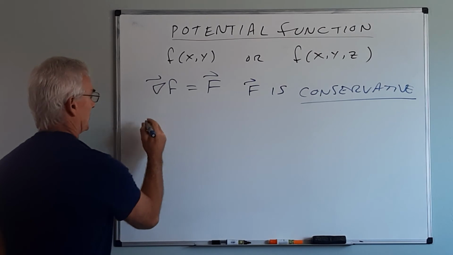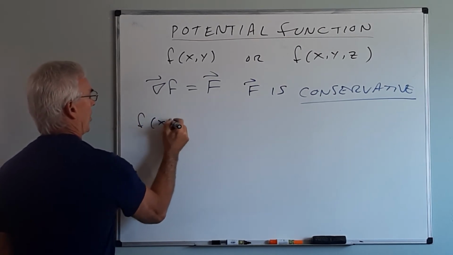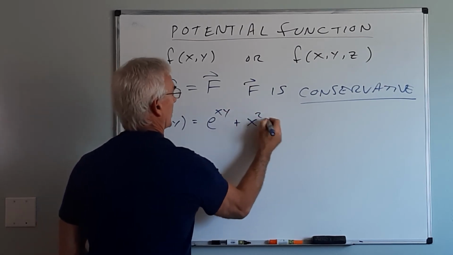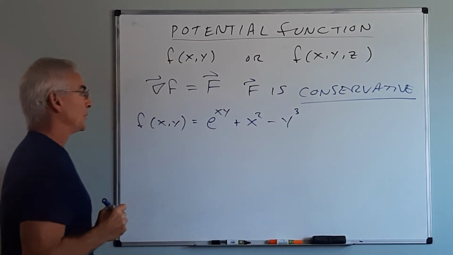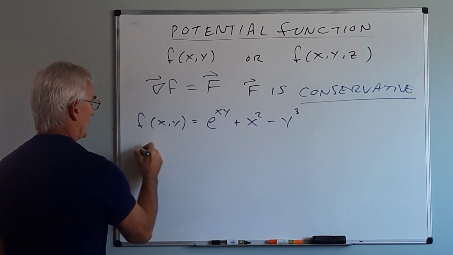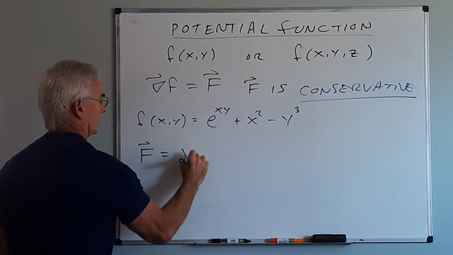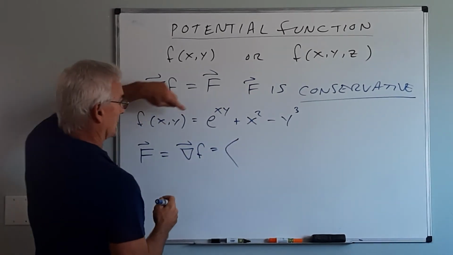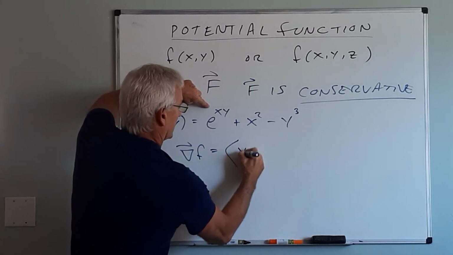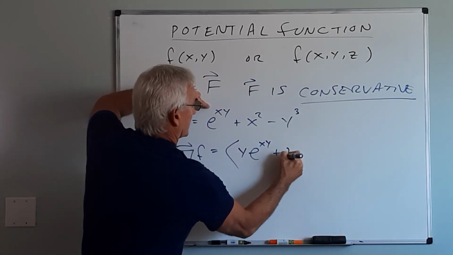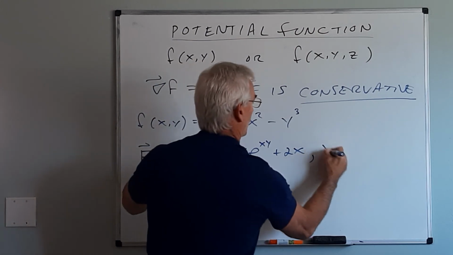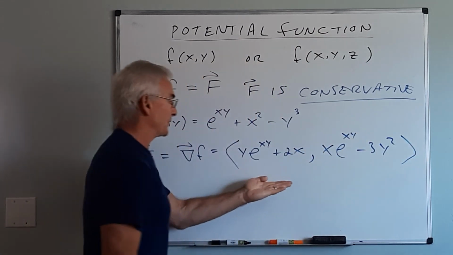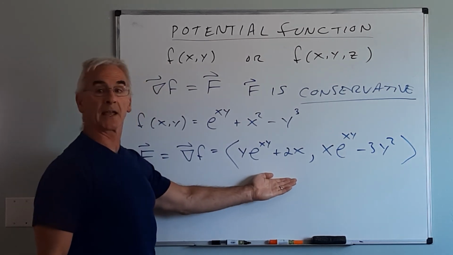So a simple example would be something like this. If f of x, y, let's say, equals e to the xy plus x squared minus y cubed, simple function of 2 variables, then we would say my force vector, which is the gradient of f, would be the vector of partial derivatives. So the partial with respect to x, then the partial with respect to y. So this vector here we will identify as being a conservative vector.